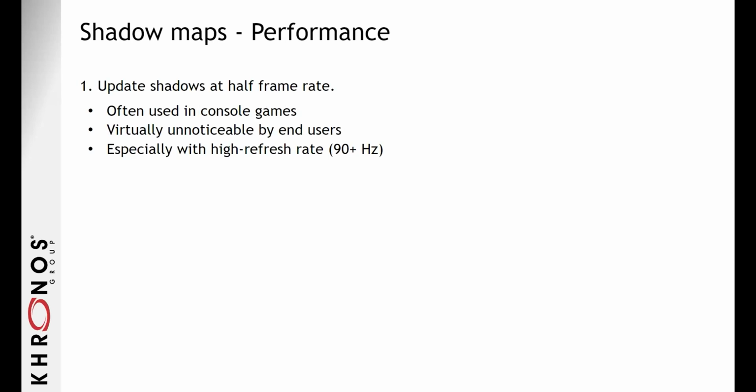To improve performance of shadows, a couple of tricks are used. First is a really simple one. Just update shadows at half frame rate. This is quite often used in console games, and it is virtually unnoticeable by end users, especially on high refresh rate screens.